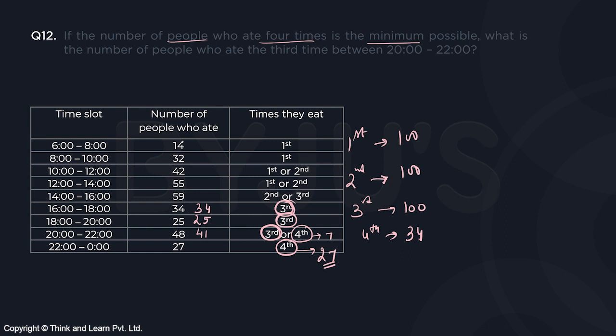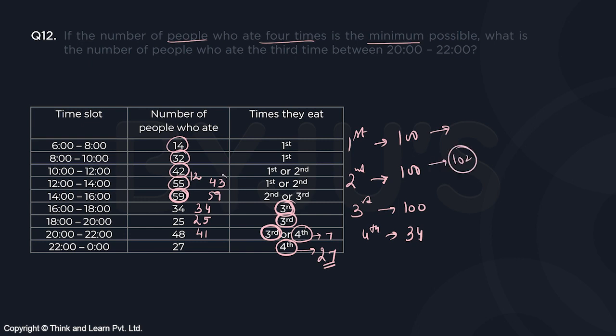How can I make them 100? 14 plus 32, which is equal to 46. 46 plus 42 is 88. So here 12 people eat for the first time. I will have 100 people eating first time. The remaining 43 people would eat for the second time. Let us say all of these 59 people eat for the second time. 43 plus 59 is making it 102.